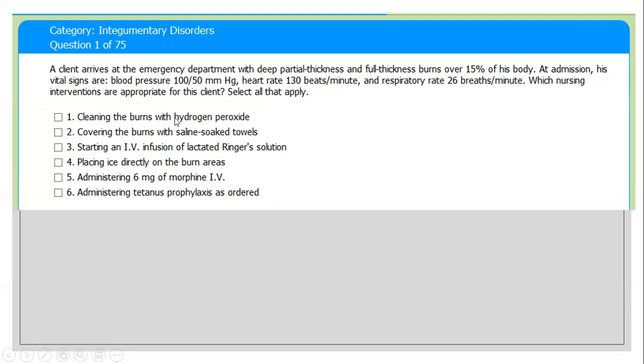Number 1, cleaning the burns with hydrogen peroxide. Number 2, cover the burn with saline. Number 3, starting an IV infusion of lactated Ringer's solution. Number 4, placing ice directly on the burn area. Number 5, administer 6 milligrams of morphine IV. And the last one, administer tetanus prophylaxis as ordered. So, select all that apply, which means more than one answer is correct.